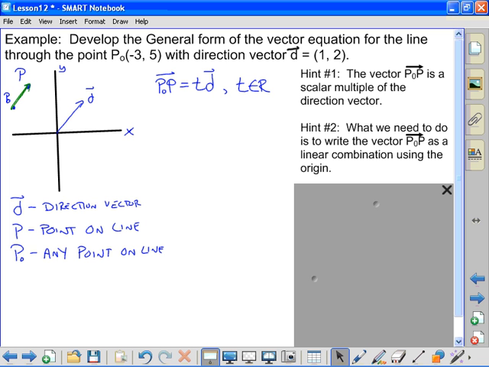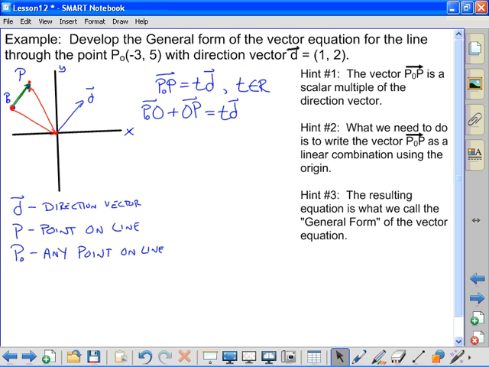Okay, moving down further, what we want to do is write P naught P as a linear combination using the origin. So we've done this already. Here's our starting point. We want to end up here, and I want to use this point here. So that means it would be vector P naught O, O stands for origin, plus OP, and that's still equal to a scalar multiple of our direction vector. So I'm just writing it as a linear combination. And the resulting equation is what we call the general form. So let's clean this up a little bit.